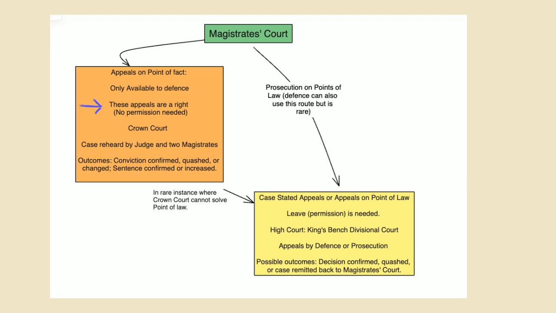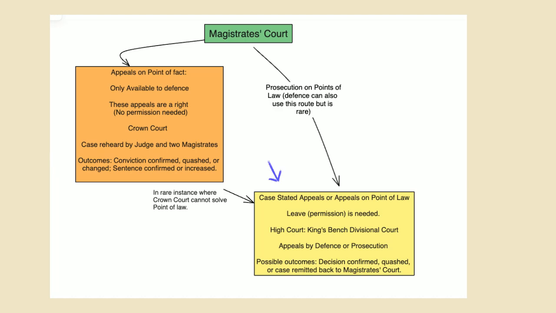If they fail to do so, they are not allowed to harass the defendant by reopening the case on factual grounds. This safeguard exists because the police have significant power at the start of the process, and this system ensures they do not have too much power over the defendant. If the defense believes there was a mistake regarding the facts of the case, they can appeal to the Crown Court. Here, the case is reheard by a judge and two magistrates. The possible outcomes include confirming the original conviction, quashing or overturning it, or changing it to a lesser offense. The sentence can also be confirmed or increased, but only within the Magistrates Court's maximum limits.